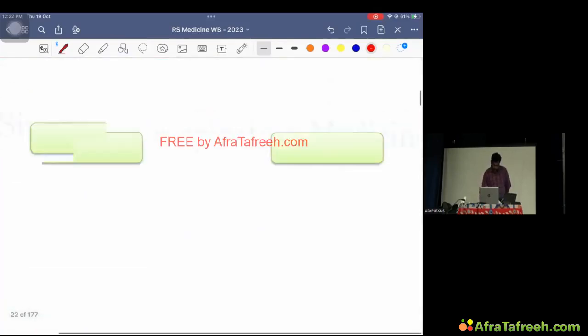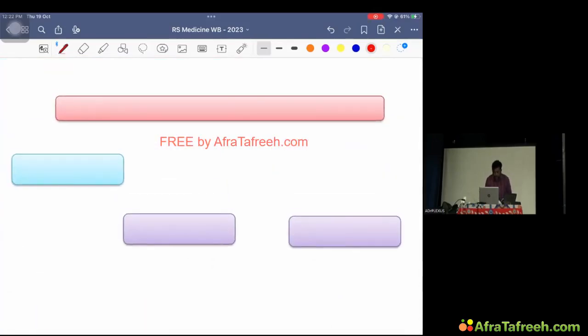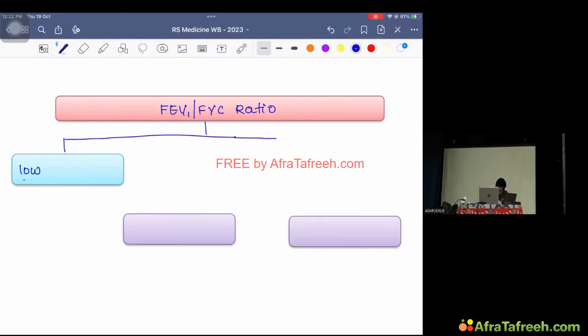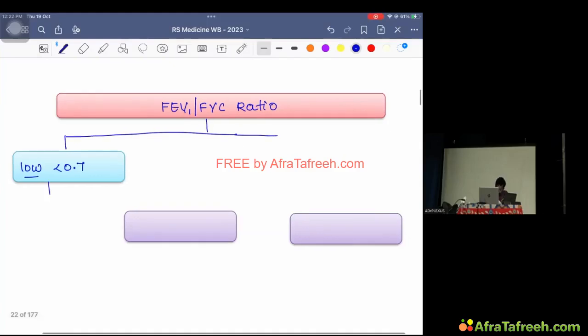A very important thing is, whenever you have a case given in your exam as obstructive lung disease or restrictive lung disease, the first step is to look at the FEV1/FVC ratio. When the FEV1/FVC ratio is low, that is less than 0.7, then it is going to be a case of obstructive lung disease.